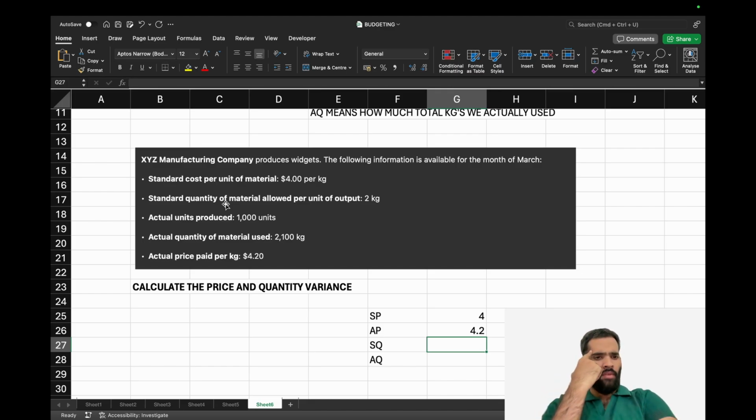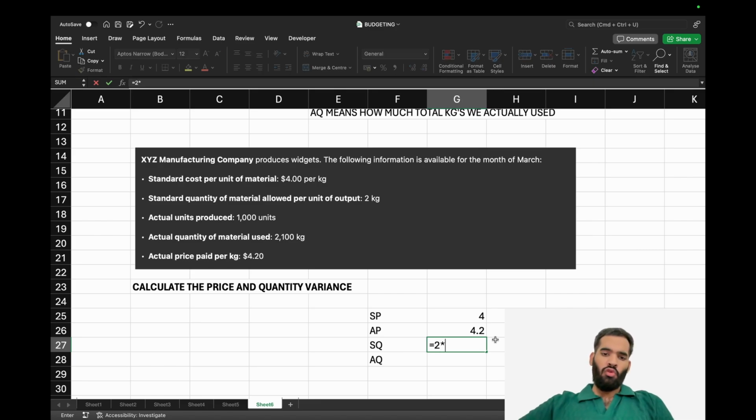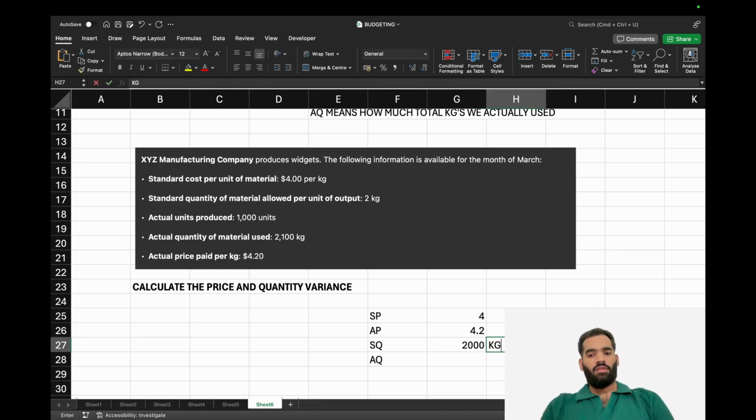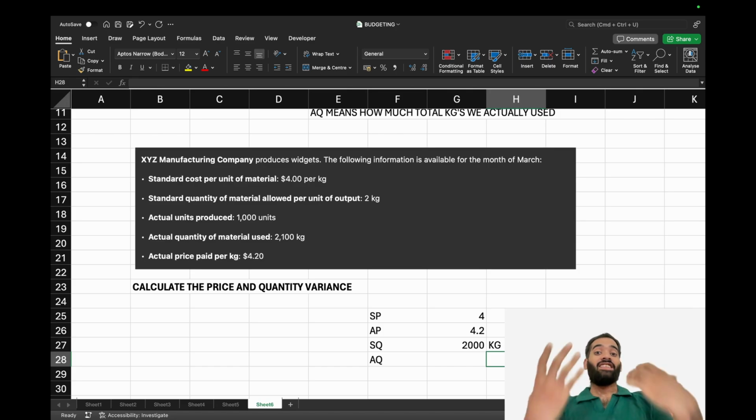So let's think about it. How many units did we produce? 1000. For 1000 units, I would need 2 kilograms per unit. So that means for 1000 units, I am allowed to use 2000 kilograms. This is how you find the standard quantity.